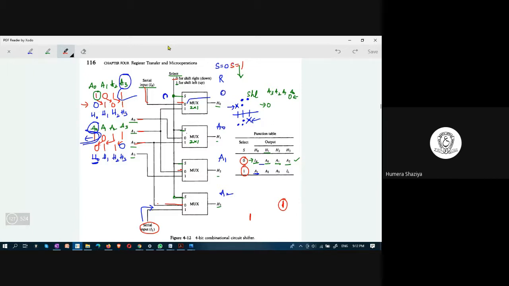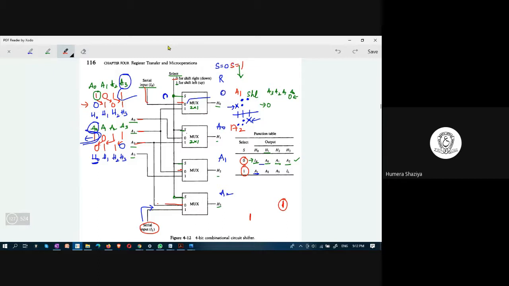This one is connected to A1. So here output will be A1. So for H0, output is A1. You see here, for H0, output is A1. In the second multiplexer, 1 is there, this one is connected to A2. See here, A2 is connected. Because A2 is connected, H1 would produce A2.